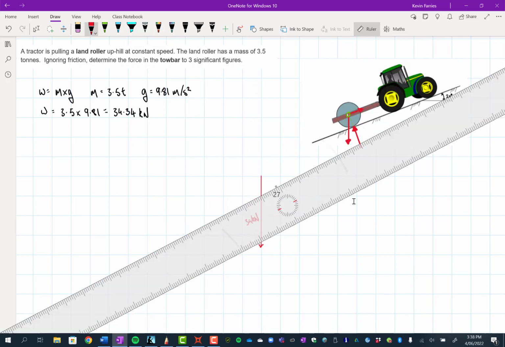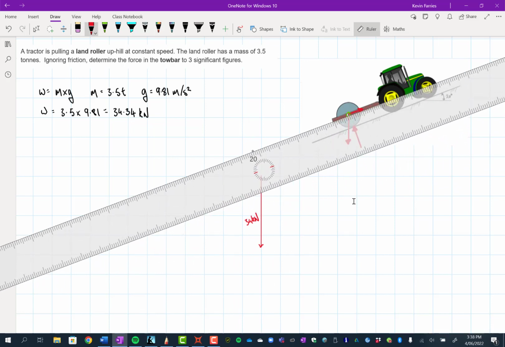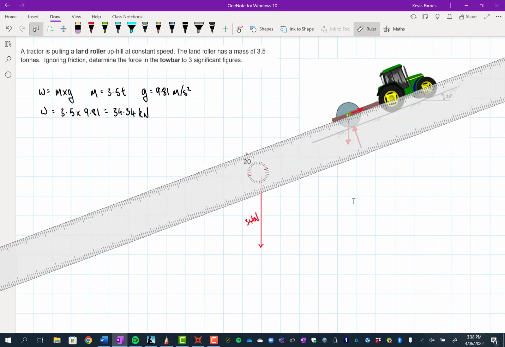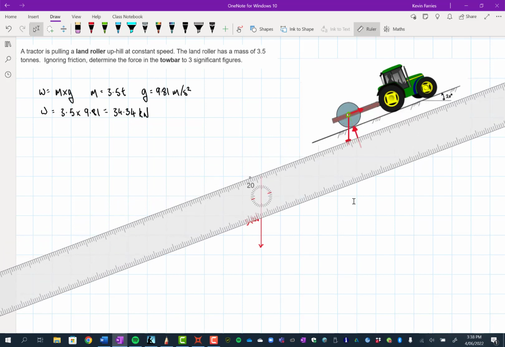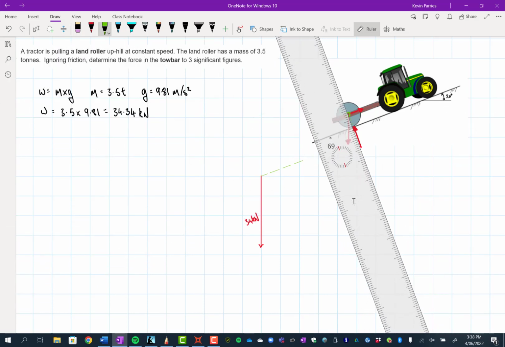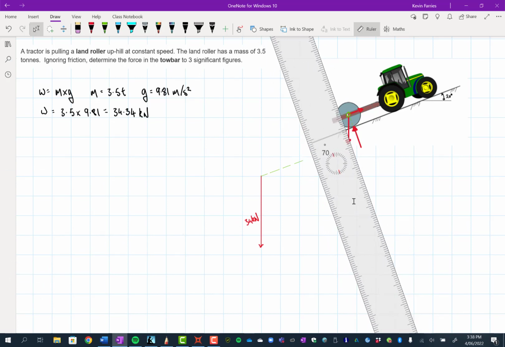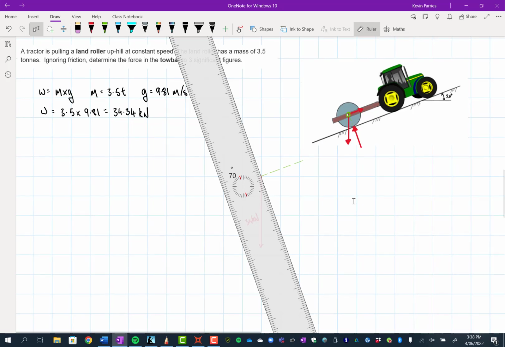The other vectors, I don't know their magnitude at the moment, but I do know their line of action. So it hasn't actually told us in the question, but we're going to assume this tow bar is parallel to the ground. And therefore that tow bar is at 20 degrees. So we can draw on its line of action. And we know that the reaction from the ground is perpendicular to the ground. So it's 20, so that must be at, on my ruler, at 70 degrees. So we've got a line of action here.